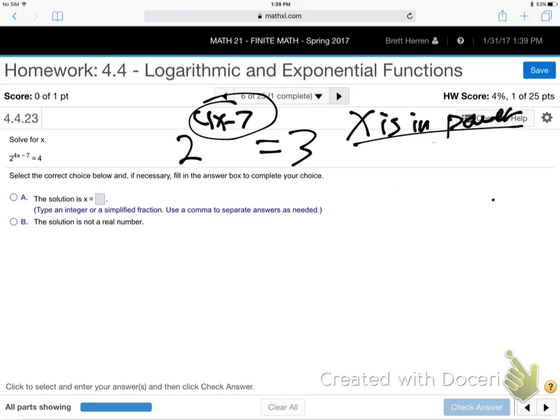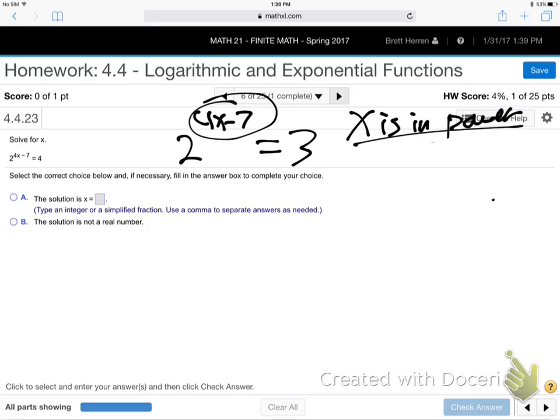Yeah, so what if that was a 3? What if it wasn't something we couldn't make 2 squared, you know? Then what would we do? How are we going to solve that? See how impossible that is? I mean, you can't divide by 2 or something, because that's not 2 times 4x minus 7. It's 2 to the 4x minus 7 power. You can't just divide by the 2. You can't subtract the 2. I mean, what are you going to do?